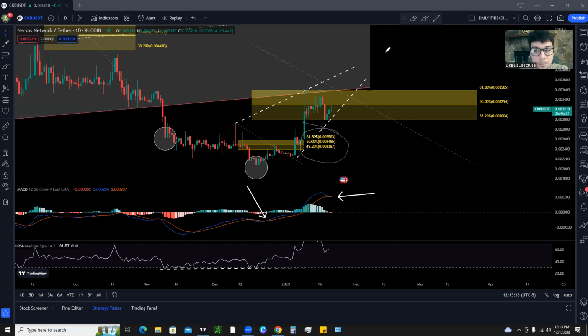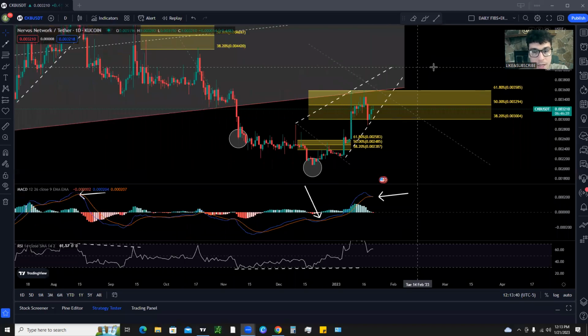Now, if we zoom out on a larger scale, what we're doing is actually testing our major retracement levels for the much larger move down, right? So we take our swing high from here. You see we have this impulsive move to the downside. Okay, we've retraced up twice to our 61.8% retracement level at 0.003585. That is our major resistance level that we need to break past.